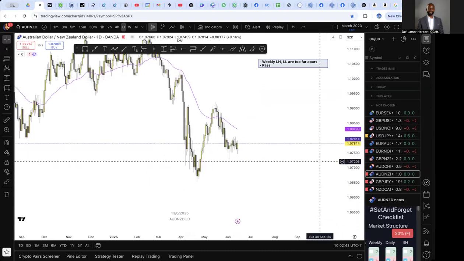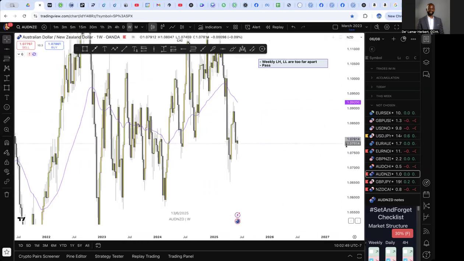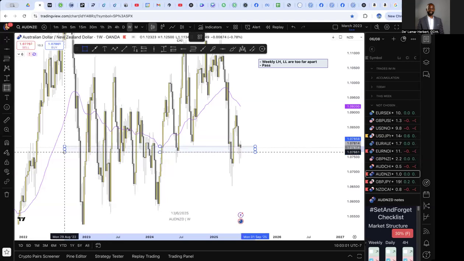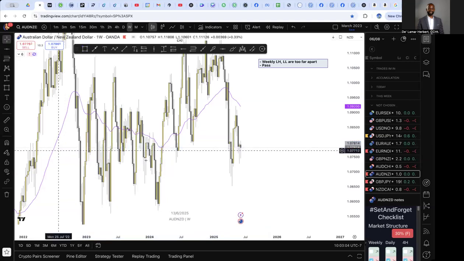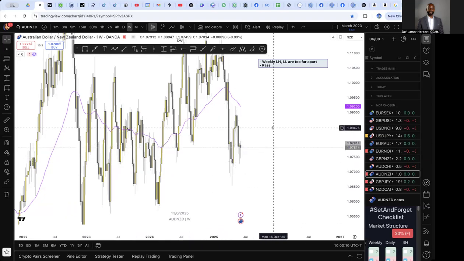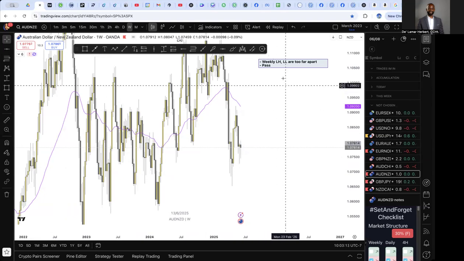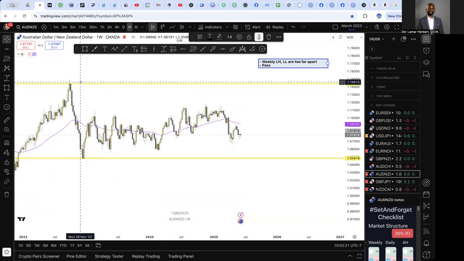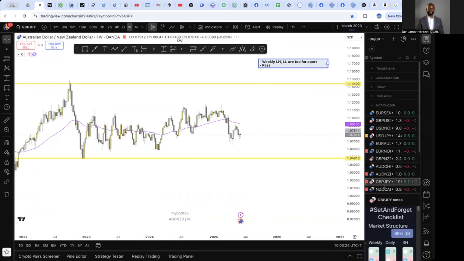AUD NZD, okay. We're at a weekly lower low. I mean, technically, you can even say that this is somewhat of an AOI, right? But it's just not clear. It's a really big AOI, so I wouldn't even classify that as a solid, legitimate AOI. I say this is just in the middle, kind of on the way right now. But I wouldn't even consider this a trade. You know why? Because here, the weekly lower high and lower low are just too far apart.